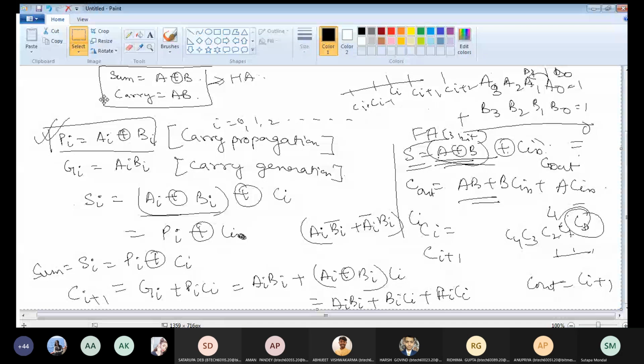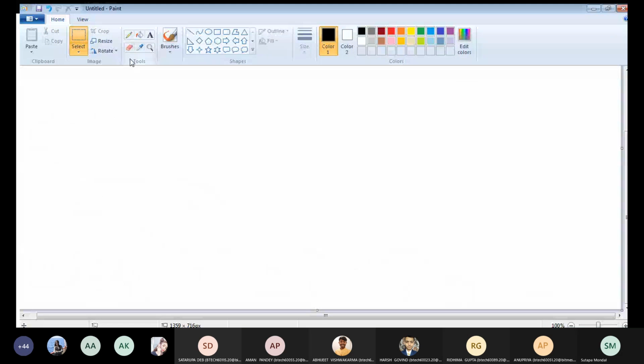Okay, so definitely we got the four equations: PI equals AI XOR BI, and GI equals AI BI, and sum equals PI XOR CI, and carry equals GI plus PI CI.